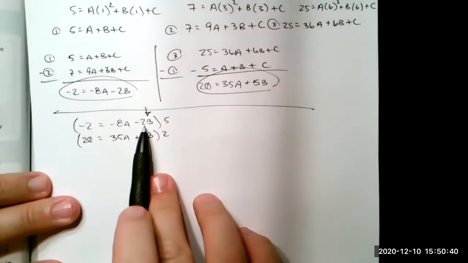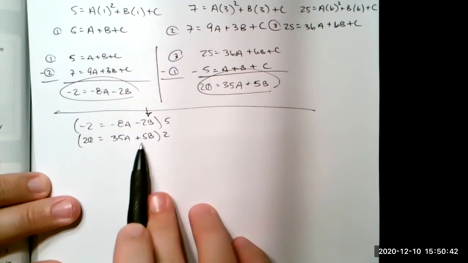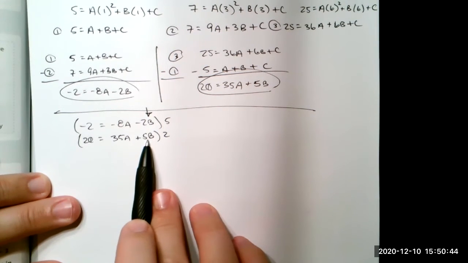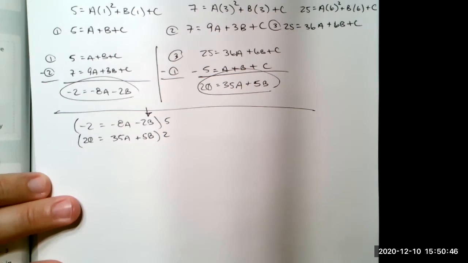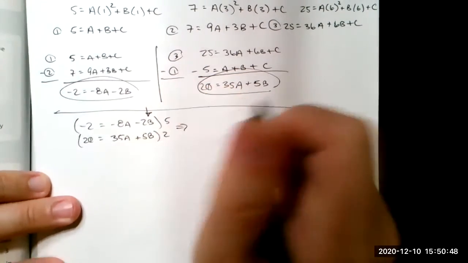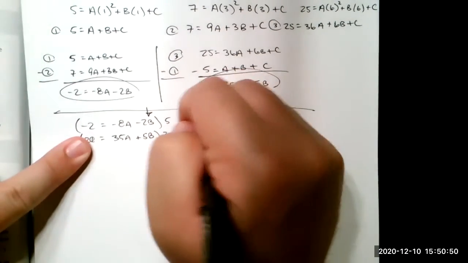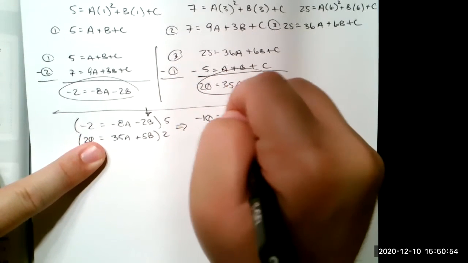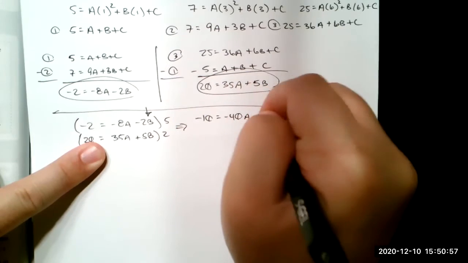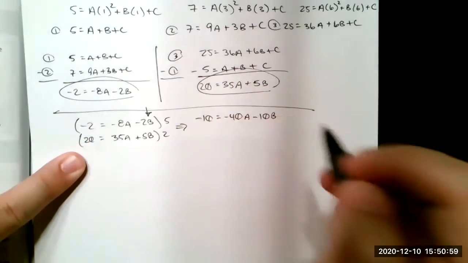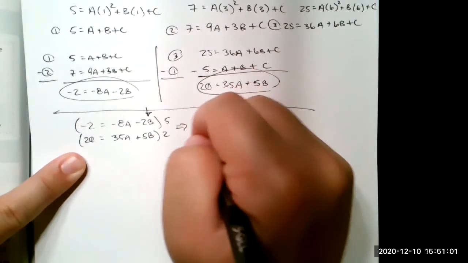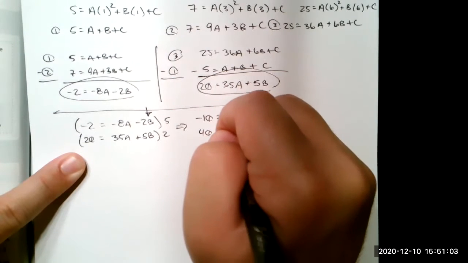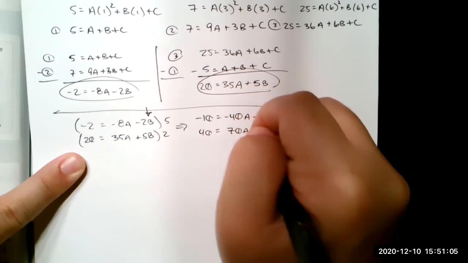And what am I going to have? I'm going to have a negative 10b and a positive 10b. When I add those together, that's 0. So let's go ahead and do that. I'm going to multiply the first equation by 5. So that's negative 10 equals negative 40a minus 10b. The second equation by 2, that's going to be 40 equals 70a plus 10b.